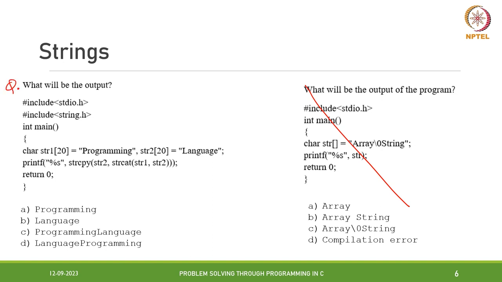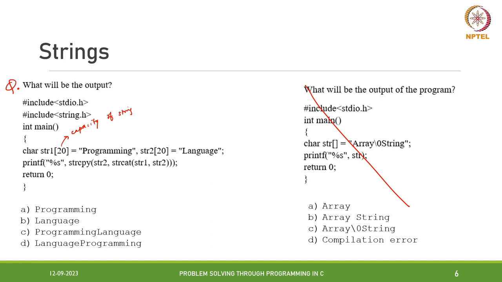Okay. So you can look at this question, which is we are defining a string. We are saying the size of the string, or rather the capacity of the string, is 20 characters. Okay. So this is the capacity of the string, and we are setting some value here, the word programming, and similarly we are defining another string and saving the value, which is the word language.